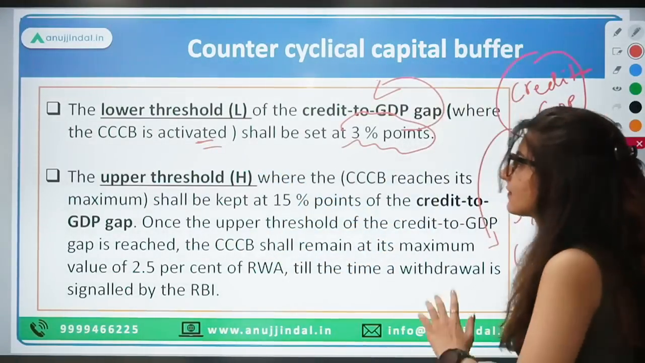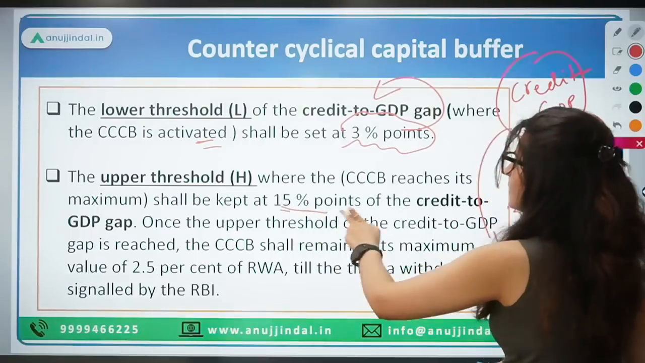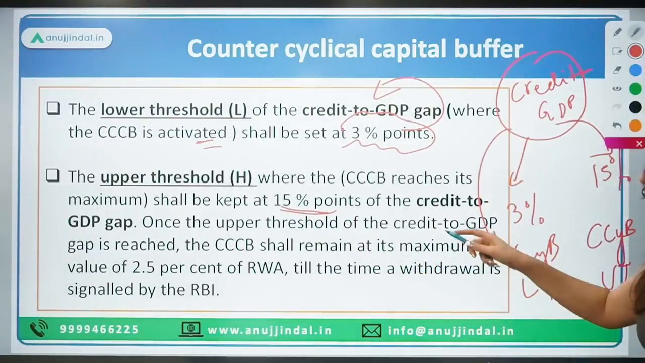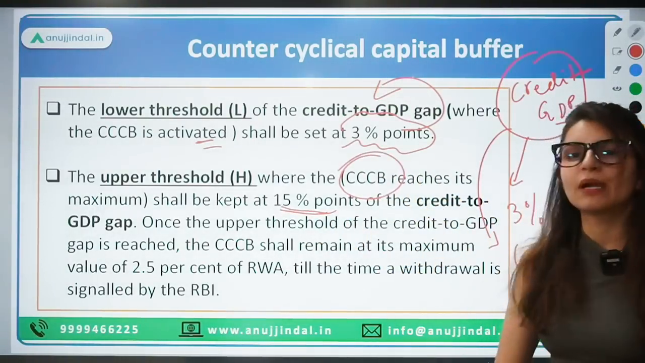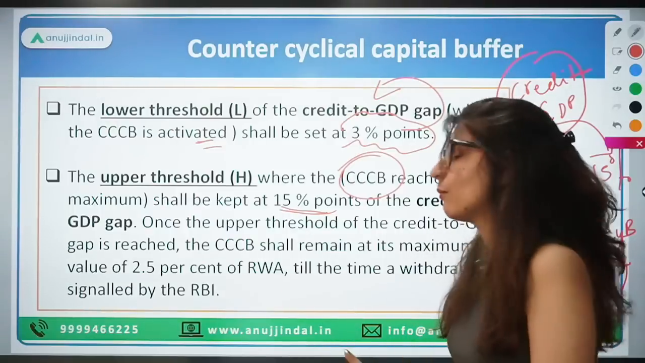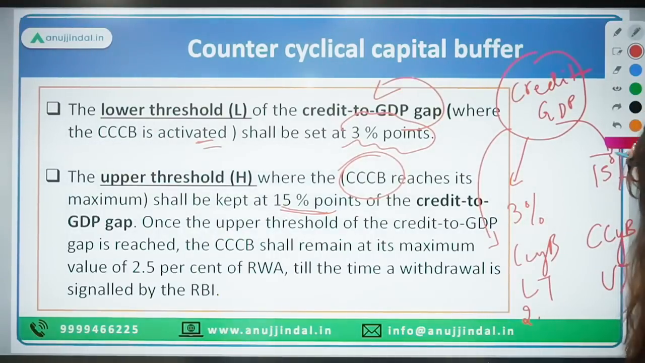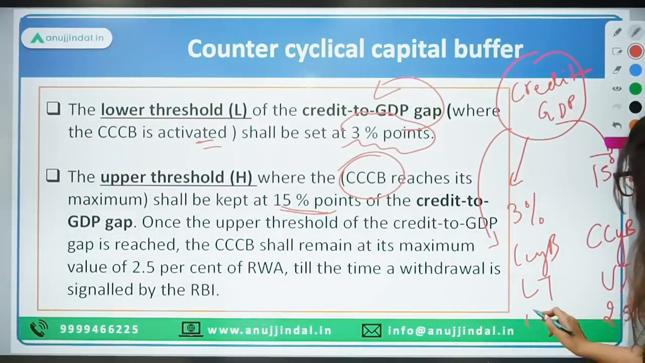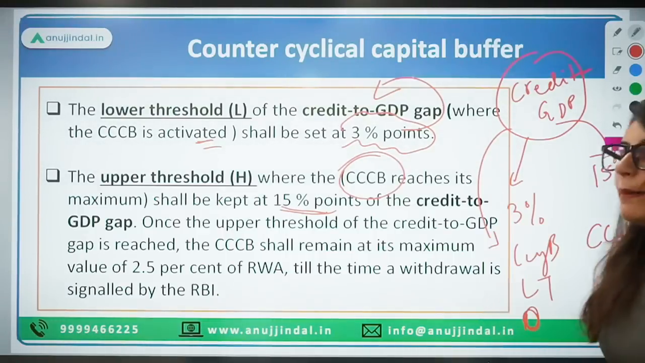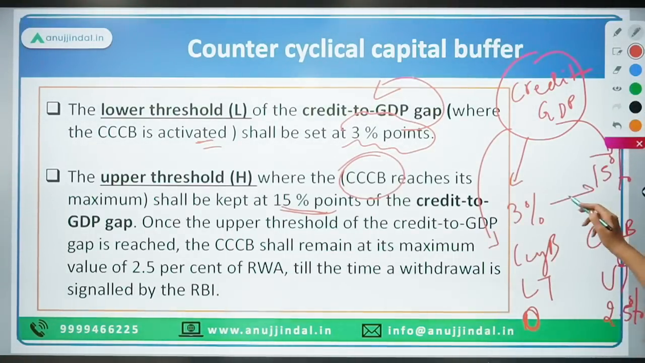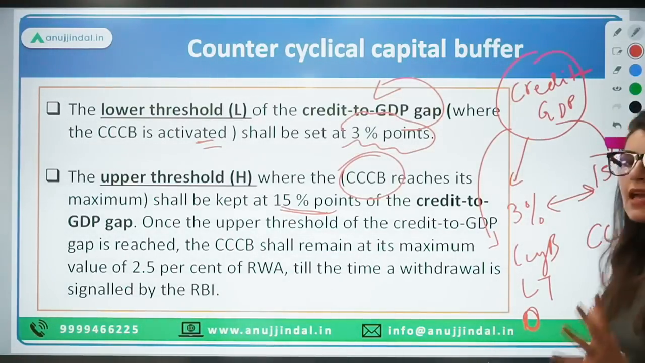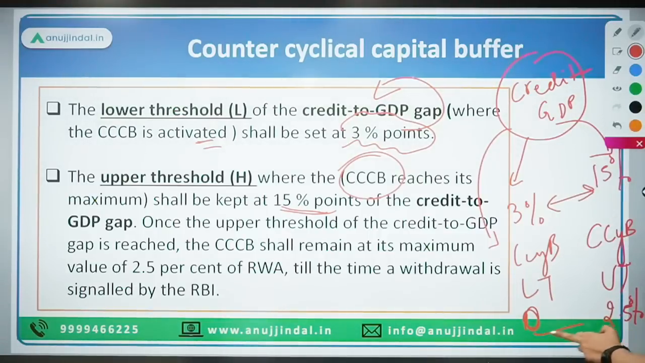Now, in case this gap is as much as 15 percentage points, then the countercyclical capital buffer reaches the maximum. Maximum of 2.5%. Upper threshold pe reach ho jayega. And here it is maintained at minimum.